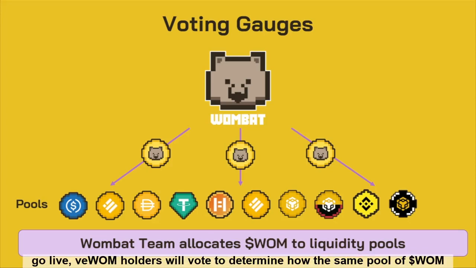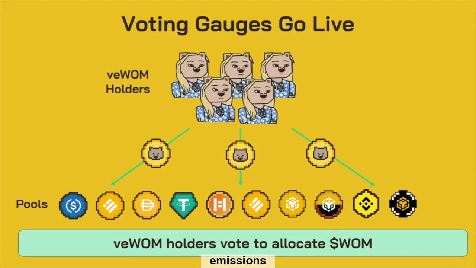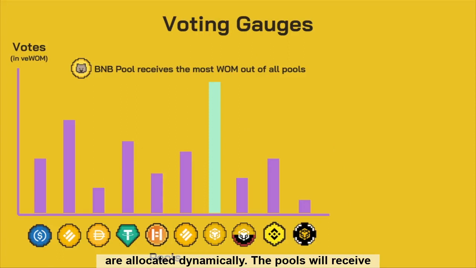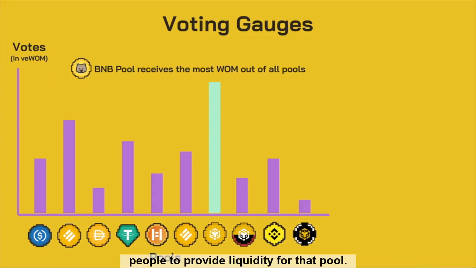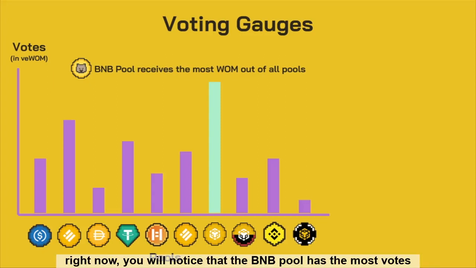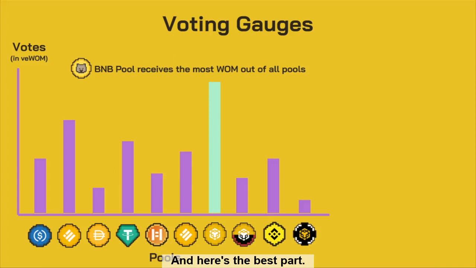After voting gauges go live, VE-WOM holders will vote to determine how the same pool of WOM emissions are allocated dynamically. The pools will receive WOM tokens, which increases the pool's APR and incentivizes more people to provide liquidity for that pool. And so if you look at the chart on the screen right now, you will notice that the BNB pool has the most votes. Therefore, the BNB pool receives the most WOM out of all the pools. And here's the best part.